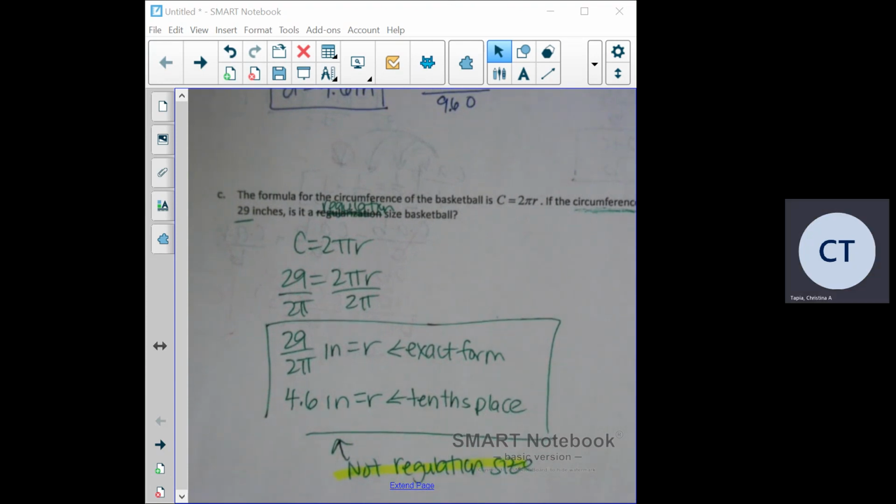Questions or concerns about these literal equations? All right, good.